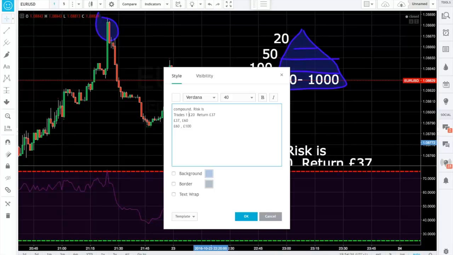So trade 1, trade 2, trade 3. Really simple. Trade 1, you've risked 20, you get a return of 37. Trade 2, risk 37, get 60. Trade 3, risk 60, get 100 back. Trade 4, you might be asking what we do. Simple answer is go back to 20. So then that means you're risking 20 again.